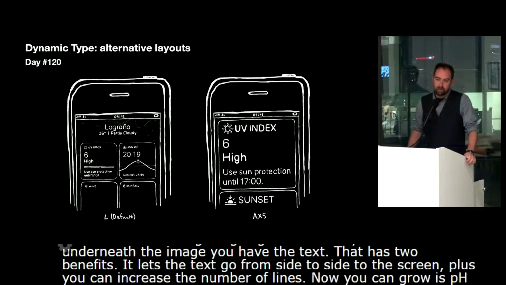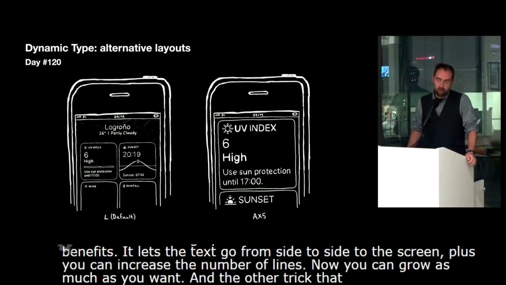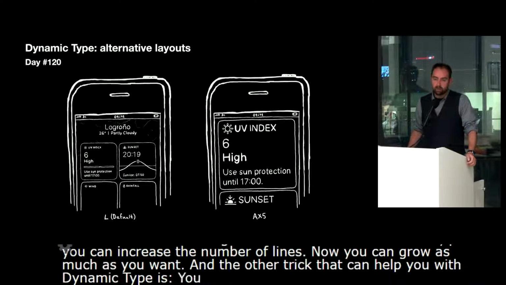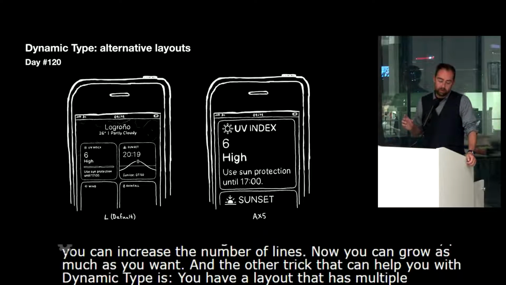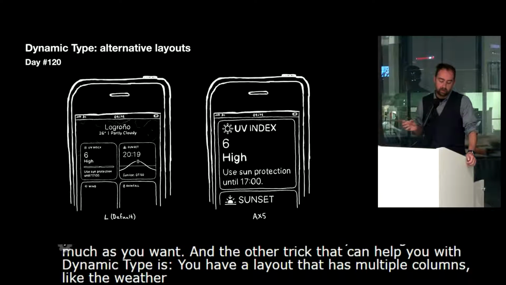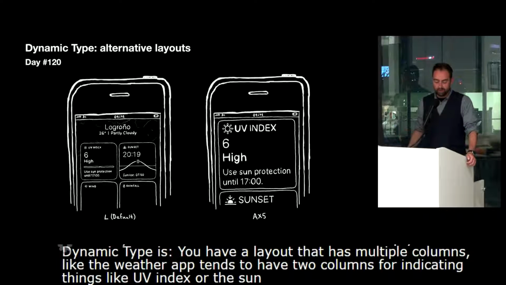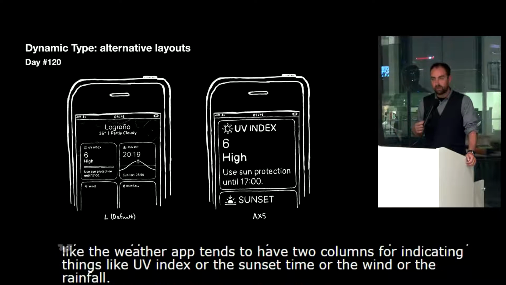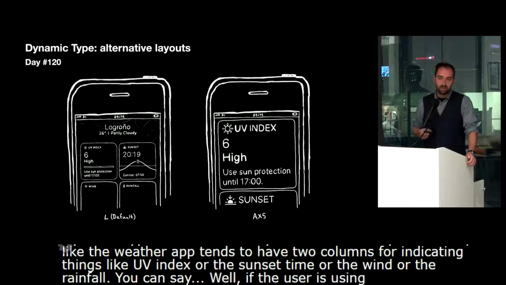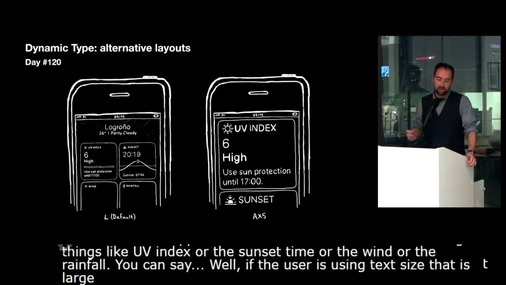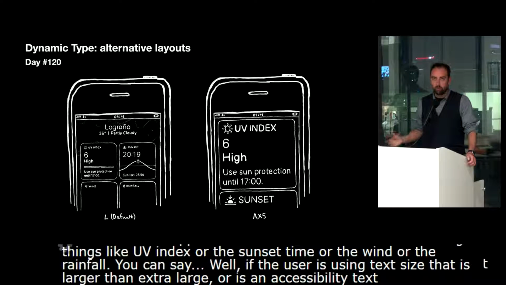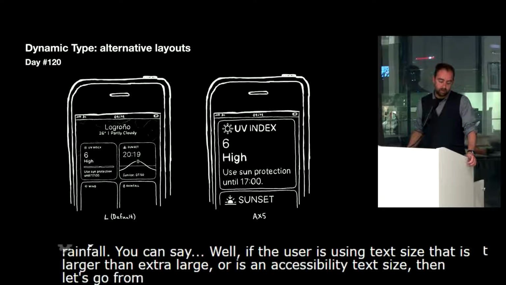And the other trick that can help you with dynamic type is if you have a layout that has multiple columns, like the weather app tends to have 2 columns for indicating things like UV index or the sunset time or the wind or the rainfall. You can say, well, if the user is using a text size that is larger than extra large or is an accessibility text size, then let's go from 2 columns to 1. And again, that lets you use the screen much better.